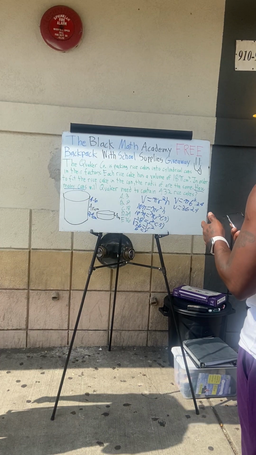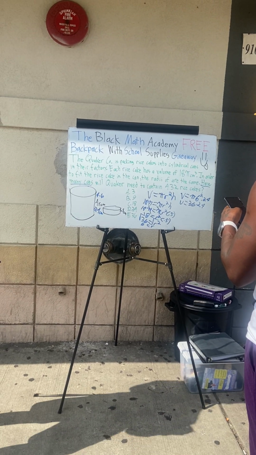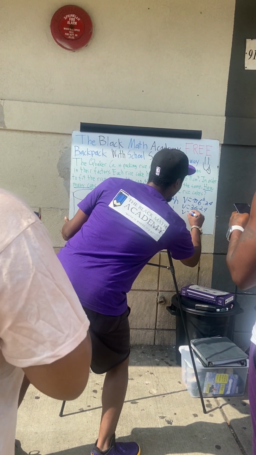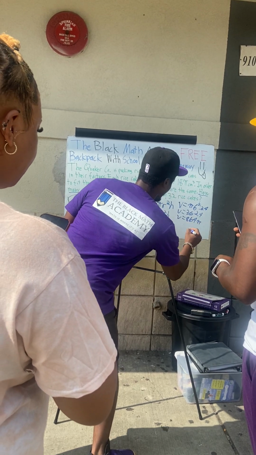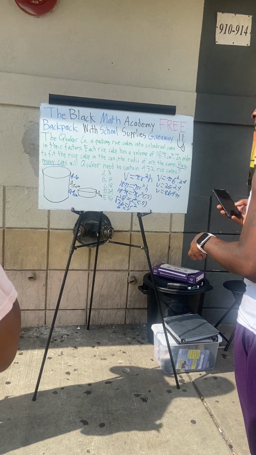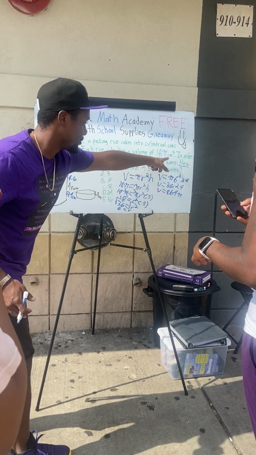36 times 24 is 864. You can use a calculator. 864, and don't forget the pi. So far so good? So now we know the volume of the can is 864 pi cubic centimeters.